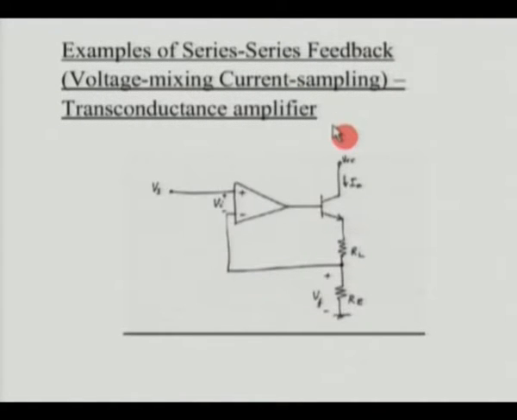Now this is an example of an op-amp based transconductance amplifier. Again you have a voltage as the input and a current as the output, and the voltage which is fed back here is Vf, which is a fraction of the output current.